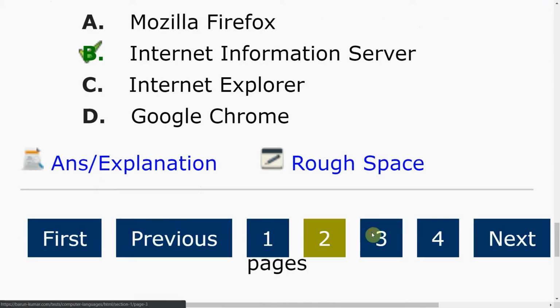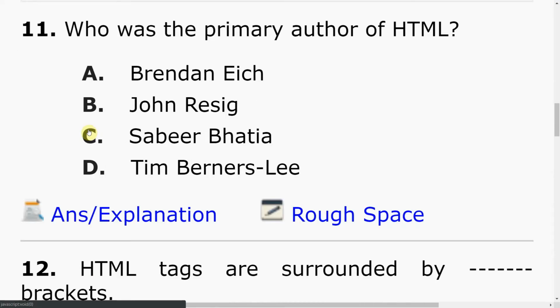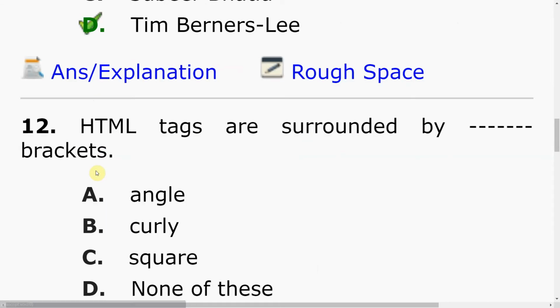Now move on to question number 11. Who was the primary author of HTML? A. Brendan H, B. John Reggie, C. Sabir Bhatia, and D. Tim Berners-Lee. And the correct answer is D. Tim Berners-Lee.